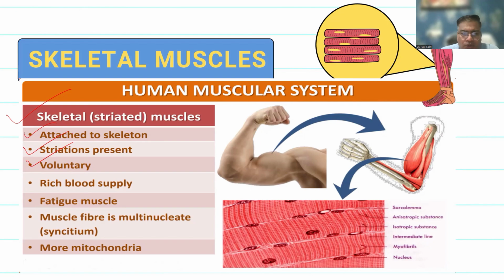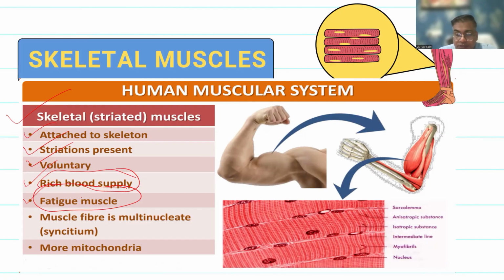Specifically, we can say the central nervous system. They have a rich blood supply and are fatigue muscles. Definitely, skeletal muscles have a rich blood supply. They are fatigue muscles because after doing exercise, there is specifically a condition of fatigue. So skeletal muscles are categorized as fatigue muscles.